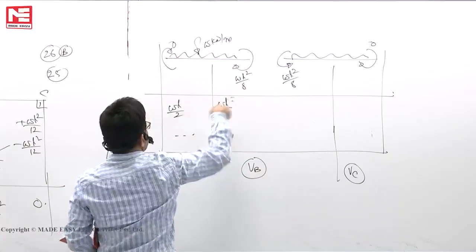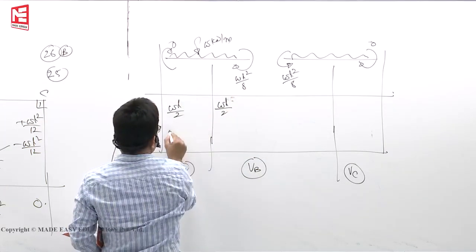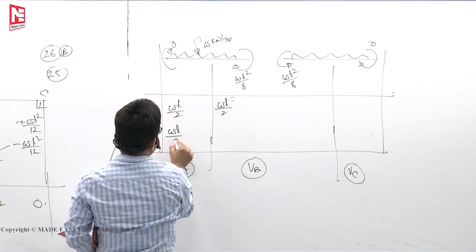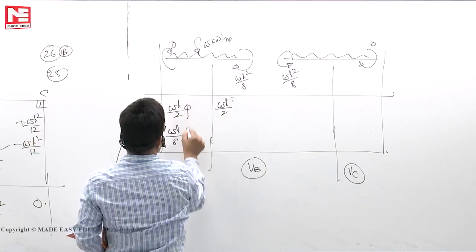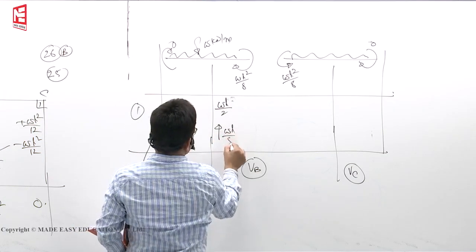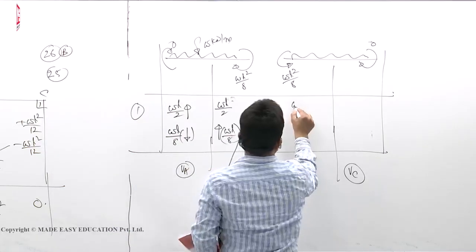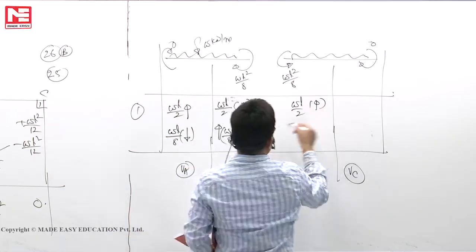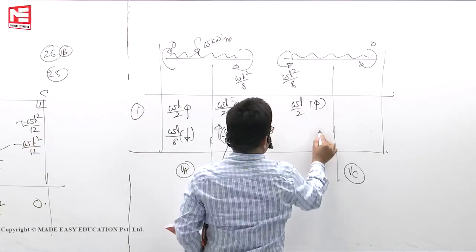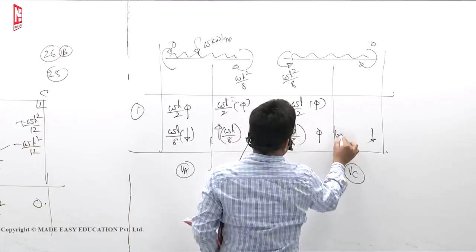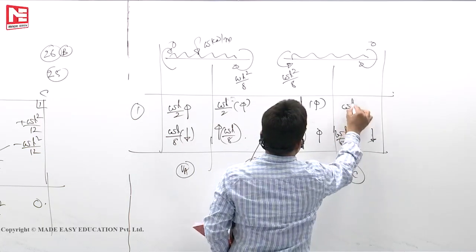Clockwise moment, so anti-clockwise couple. How much? WL square by L, that means WL by 8. This is upward, this is downward. This is upward, WL by 8. Okay, symmetry, WL by 2 up, and here anti-clockwise, so clockwise, WL by 8. WL by 8, here WL by 2 up.